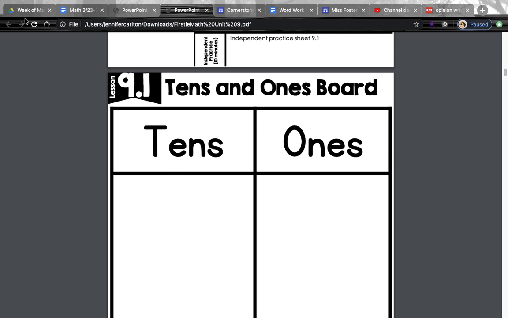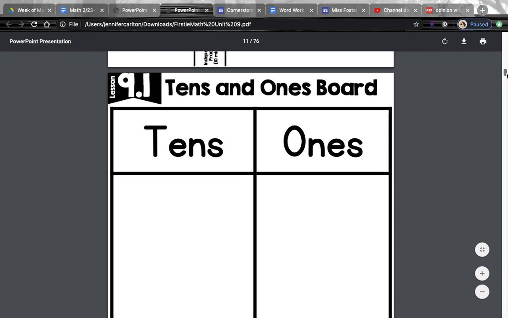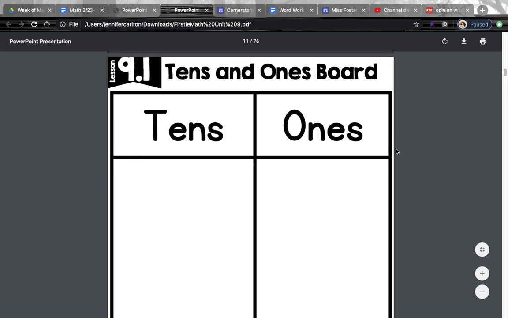All right, so I want you to grab your math packet. You should have finished your bar graph packet on Friday, so get out the Unit 9 packet. And I want you to turn to the page I have here, which is the tens and ones board. I'll give you a few seconds to open it up and get there. All right, guys. So you're going to use this tens and ones a lot during this unit, so keep it. Don't throw it away.